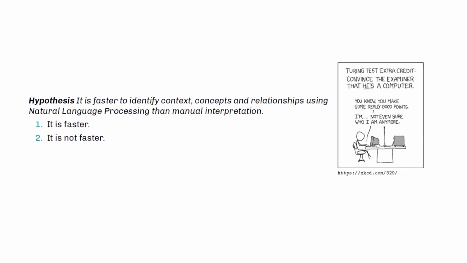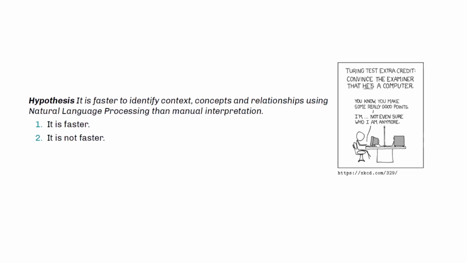And me and my co-worker at the time, in the fall of 2020, launched the hypothesis that it's faster to identify context, concepts, and relationships using natural language processing than manual interpretation. And bear in mind that at this point in time, I had no experience with natural language processing, but I knew it by theory and I knew what it could be used for, but I've never worked with it before.